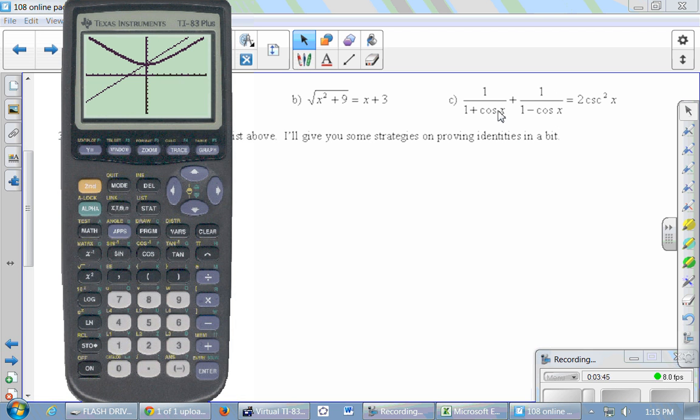Okay, now let's look at this crazy one here. 1 over 1 plus cosine x plus 1 over 1 minus cosine x equals 2 cosecant squared x. Okay, I'm hoping you don't have any intuition about this one. There's no reason to know whether or not these two things happen to be equal all the time. So this is where the calculator will help us when we have no intuition. So we will carefully type this thing in.